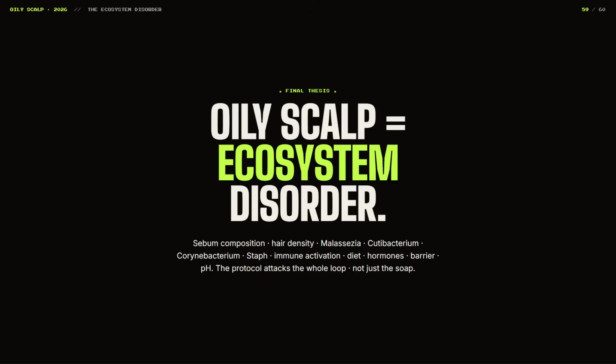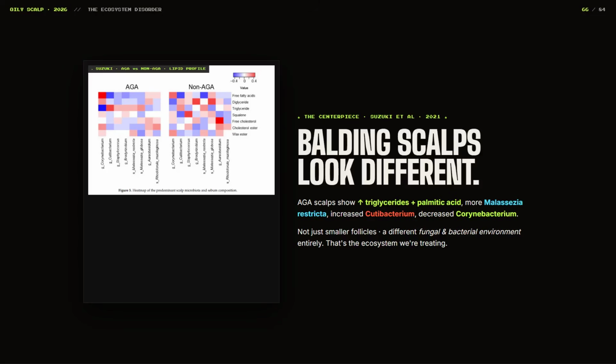Look, an oily scalp is pretty much just a complex ecosystem disorder where you have sebum composition that's higher in triglycerides and cholesterol that ultimately feeds microbial overgrowth of specific microbes, being Malassezia species, Cutibacterium, and Staphylococcus. The upregulation of some microbes can also reduce other more positive microbes that would otherwise keep your scalp in a homeostatic environment. You're also going to see some immune activation and possibly some signaling from the gut, which would be related to your diet, but hormones and barrier function should also be taken into account.